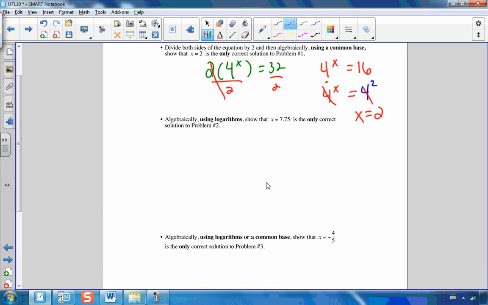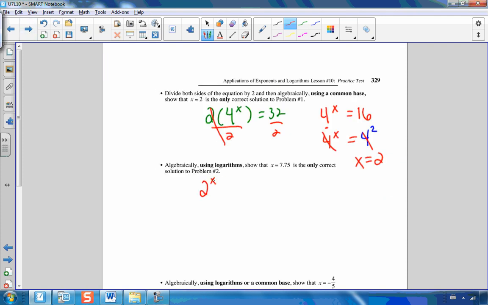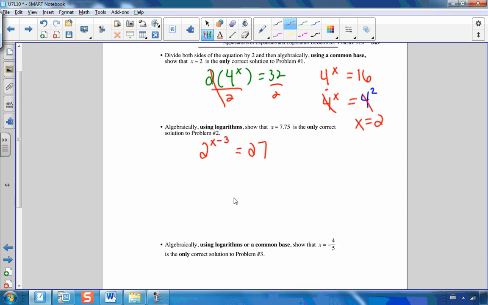Okay, now they say algebraically using logarithms, show that x equals 7.75 is the only correct solution to problem number 2. Problem number 2, if we go back here, was 2 to the x minus 3 equals 27. So let's write that out: 2 to the x minus 3 equals 27. Whenever I have a power equal to a number, I'm not going to take the log of both sides. I'm going to use the base. So one power, use the base. Log base, answer equals exponent.